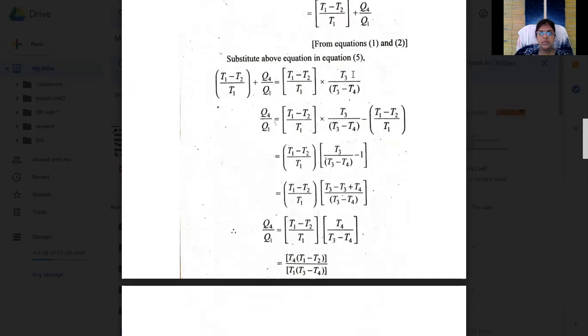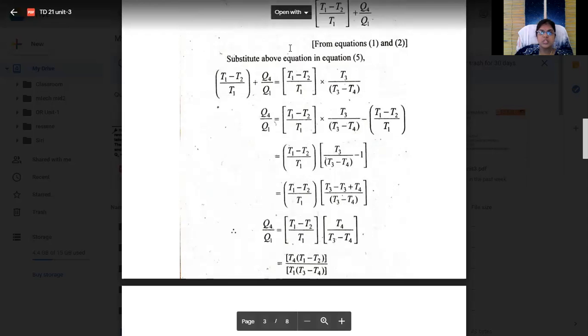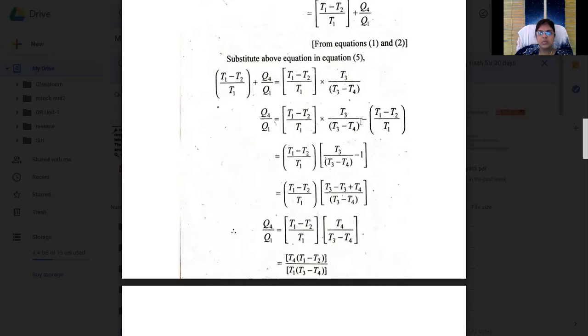T1 minus T2 by T1 into T3 by T3 minus T4. This is the RHS. We modify the LHS, and the finally modified LHS is equal to RHS. So Q4 by Q1 equals T1 minus T2 by T1 into T3 by T3 minus T4, minus T1 minus T2 by T1. And we just calculated that. What are we doing here?